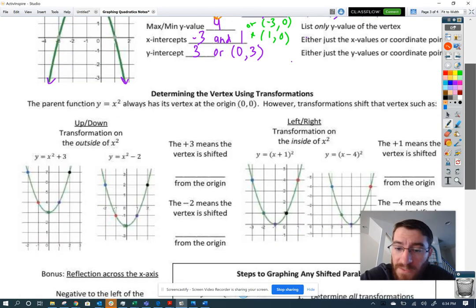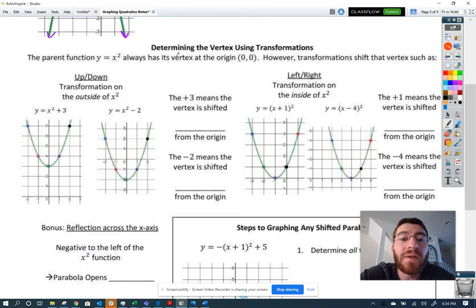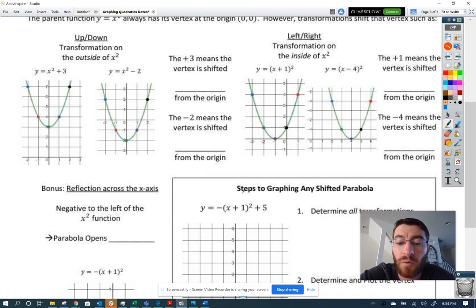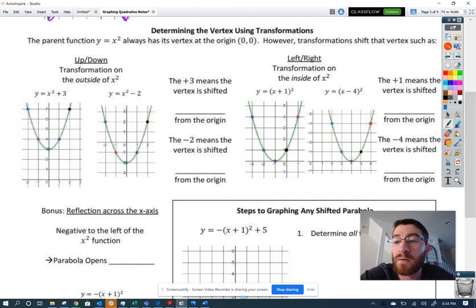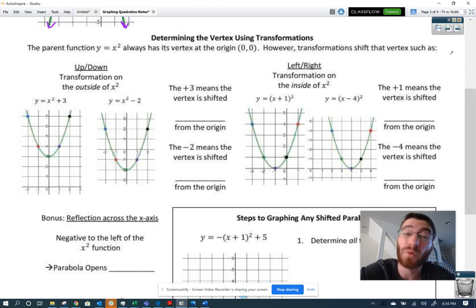Okay, let's go on to the last skill before we get to practice. We're going to determine the vertex using transformations. And then finally, we're going to graph using just our transformations and what we know, and we're not going to have that starting point like we did on the last page. So the parent function y equals x squared always has its vertex at the origin 0, 0. So it starts right at the middle of your graph.